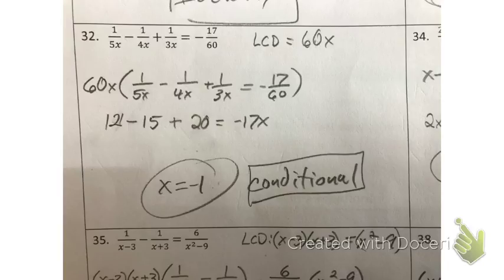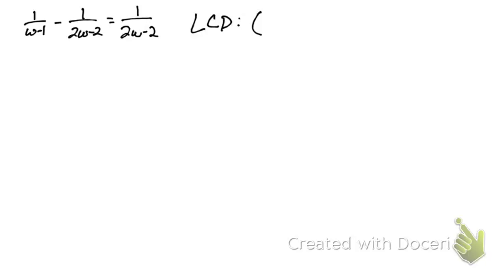29 says we have 1 over w minus 1, minus 1 over 2w minus 2, equals 1 over 2w minus 2. All right, let me write that out really quick. The mistake in this one would be to come up with your lowest common denominator and say, well, it's w minus 1 times 2w minus 2, and that is going to create a really hard problem.